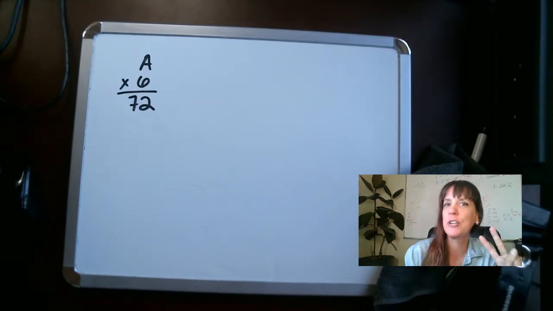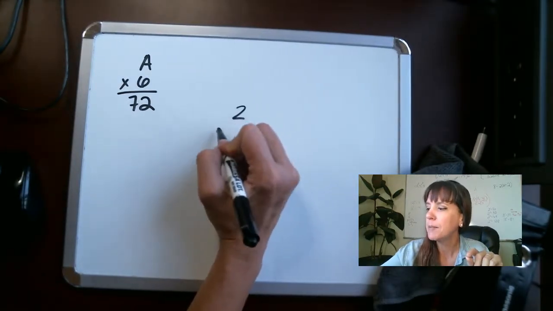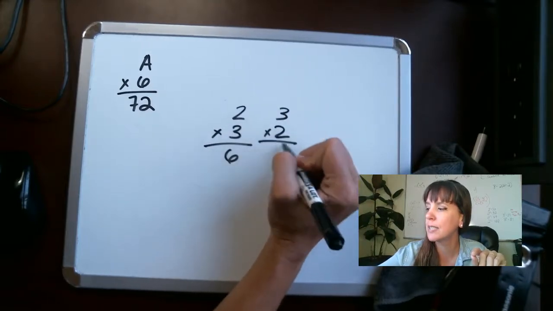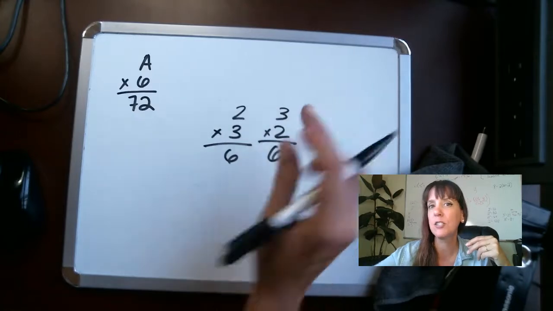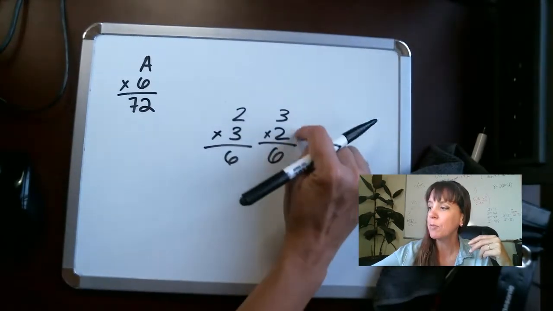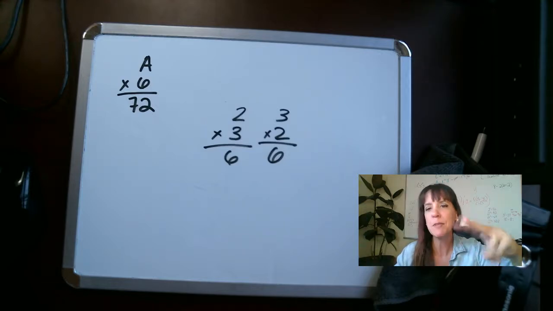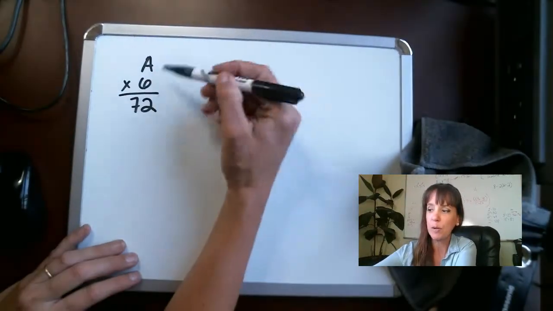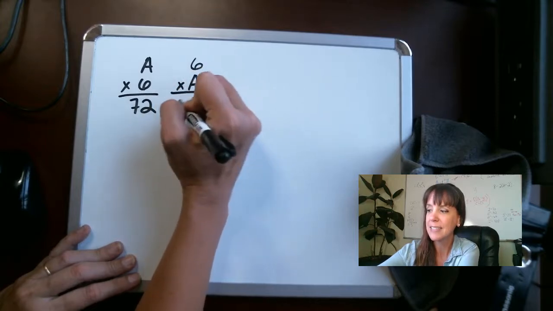Now, just like addition, multiplication facts can be swapped around. 2 times 3 is 6, and 3 times 2 is 6. Those numbers can be swapped around. That's called the commutative property. So for this first example here, we can do the same thing. 6 times A is 72.